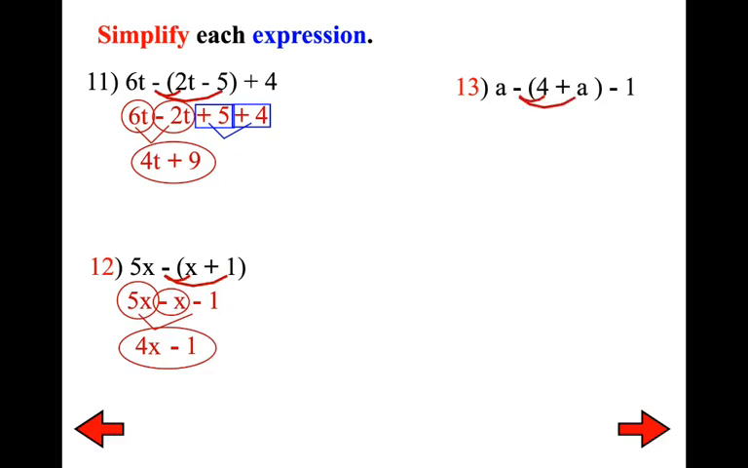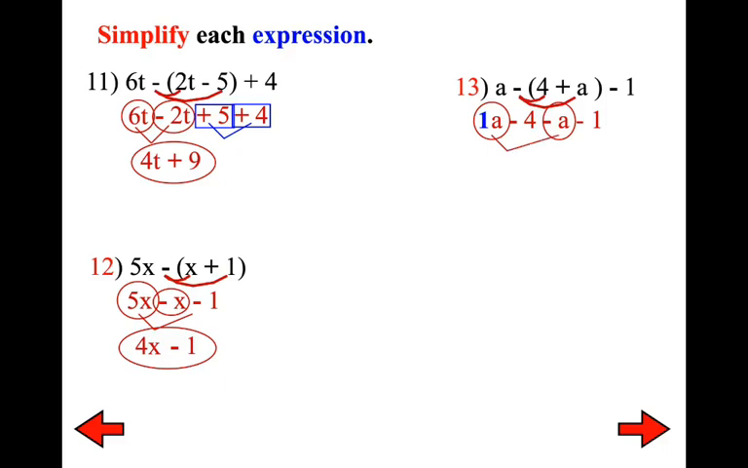Number 13, we don't multiply the a by the 4 plus a, only the negative symbol. So when we do that, we end up with a minus 4 minus a minus 1. Well, when we combine like terms here, the negative a and the positive 1a, that makes 0a.